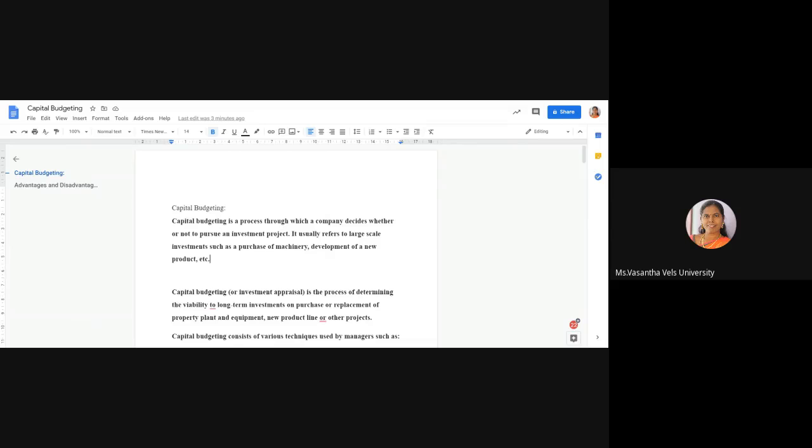Okay, so one of the important decisions of a financial manager is the investment decision. What are the various decisions of a financial manager? Financing, that is fundraising, dividend decision, investment decision. Actually, capital budgeting comes under the investment decision. Capital budgeting is otherwise called capex.